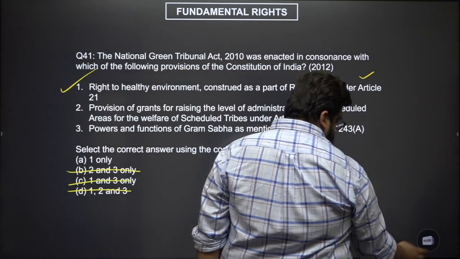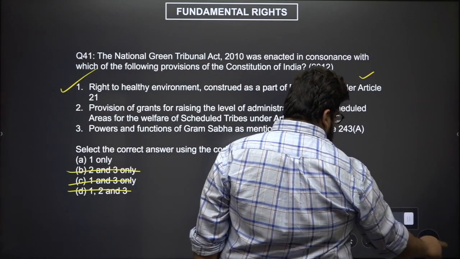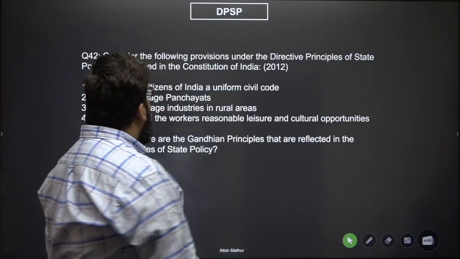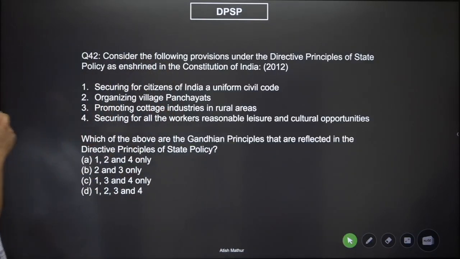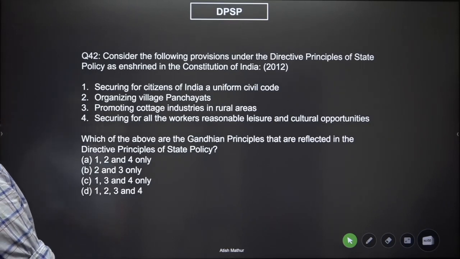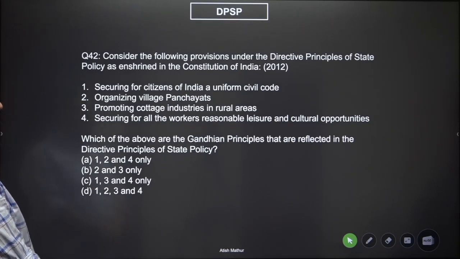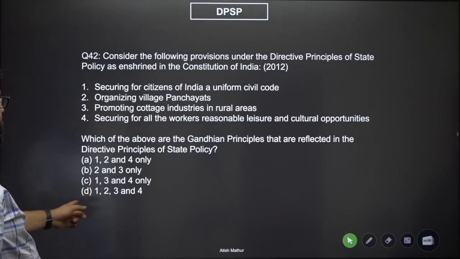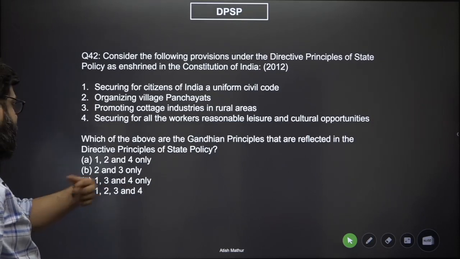Okay? Now, next. Consider the following provisions under Directive Principles of State Policy as enshrined in the Constitution of India. Securing for citizens a uniform civil code, organizing village panchayats, promoting cottage industries in rural areas, and securing for all the workers reasonable leisure and cultural opportunities. Which of the following are Gandhian principles that are reflected? 1, 2, 4; 2 and 3; 1, 3, 4; 1, 2, 3 and 4.